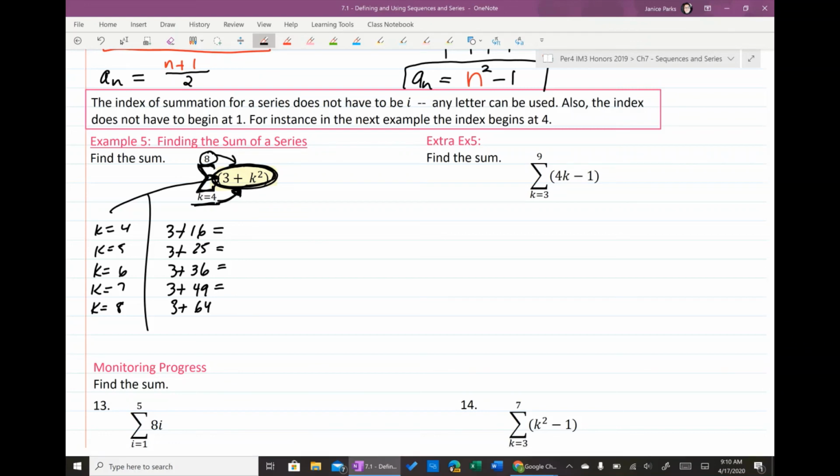For this one, we have 3 plus 16, that's 19, 3 plus 25, that's 28, 39, 52, and 67. And then if you add all those up, you get a total of, I didn't do this ahead of time for some reason, 205. So the sum is 205 of this sequence.